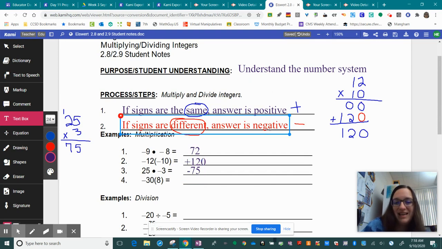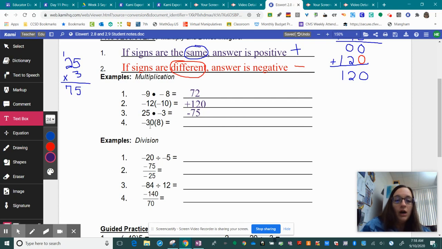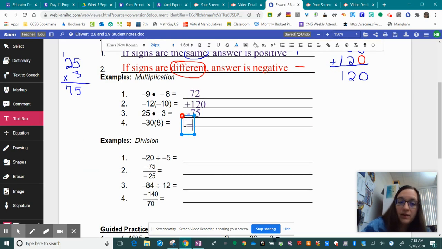Different signs, negative answer. Our next one also has different signs, negative 30 and a positive 8. So we have a negative times a positive, which is going to be a negative. Those are different signs, so our answer is going to be negative. Now, remember that trick from last time? This 120 over here, we could have just taken that first 12 times 1 and then tagged along the 0. Same thing here. We can do 3 times 8 is 24 and tag along that 0. Negative 30 times positive 8 is negative 240.